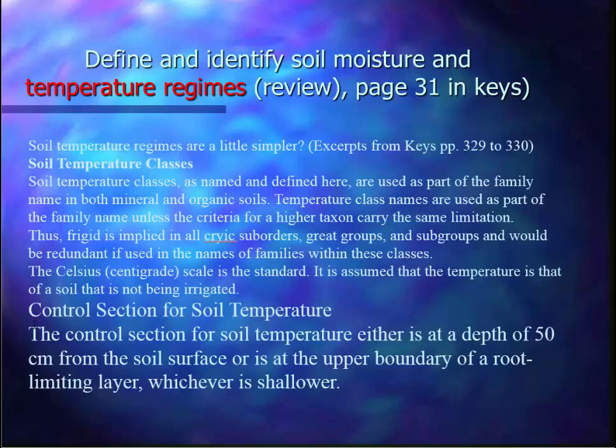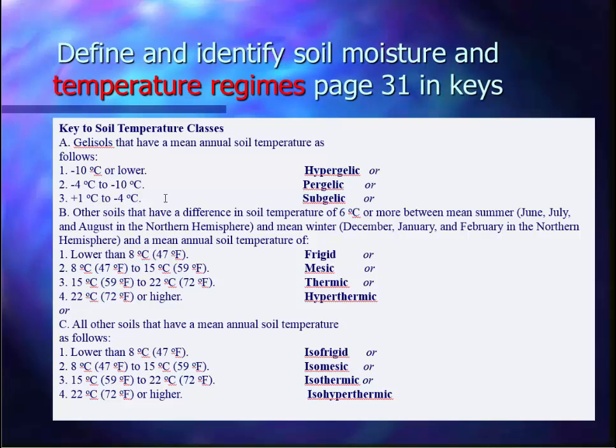And I'm just going to skip down here and say that it's simpler in the sense that the control section for soil temperature either is at a depth of 50 centimeters from the soil surface or it's at the upper boundary of a root-limiting layer, whichever is shallower. Okay, so you look for soil temperature data at about 50 centimeters, and now that's the control section, even though it's only a point. Now let's go on and look at the actual soil temperature classes.